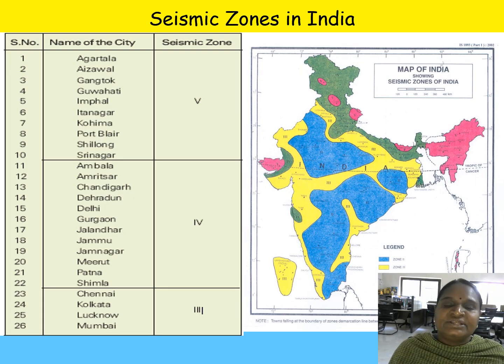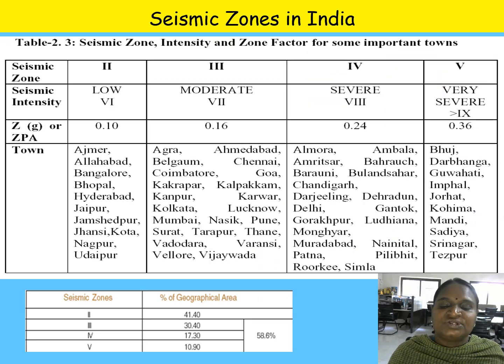And here you can see some seismic zones in India. Here we have 4 seismic zones: 2, 3, 4, 5. The main seismic zone 5 covers Agartala, Aizawl, Gangtok, Guwahati, Imphal, all this northeast and the areas above, everything falls under the category of seismic zone 5. For seismic zone 4, some of the cities are Delhi, Gurgaon, Patna, Shimla and all, and Chennai, Kolkata, Lucknow, Mumbai, everything falls in the category of seismic zone 3. So this is the seismic zones map in India.